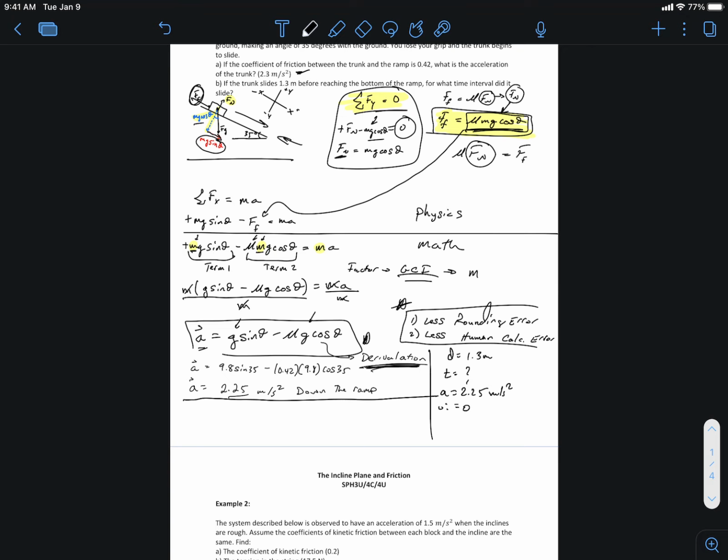Using this information, we can use D equals Vi T plus half A T squared. I don't need delta D. You just plug in the stuff you know. You know Vi is 0, so that's going to go away. You know D is 1.3. That's going to be equal to 1/2 A T squared. I'll plug in the acceleration. And then you know T is equal to, if you do the math on all that, 1.07 seconds.